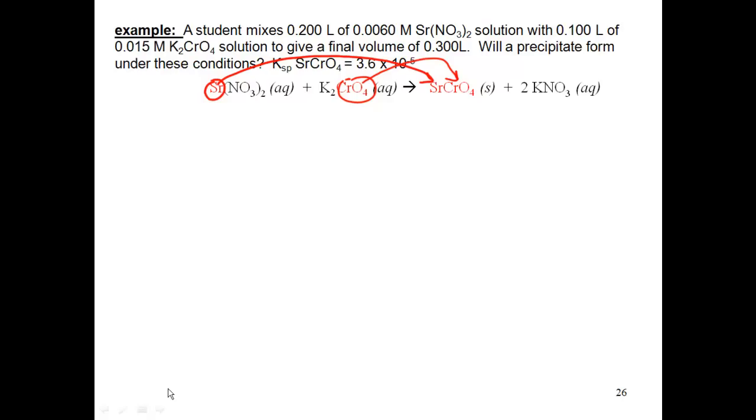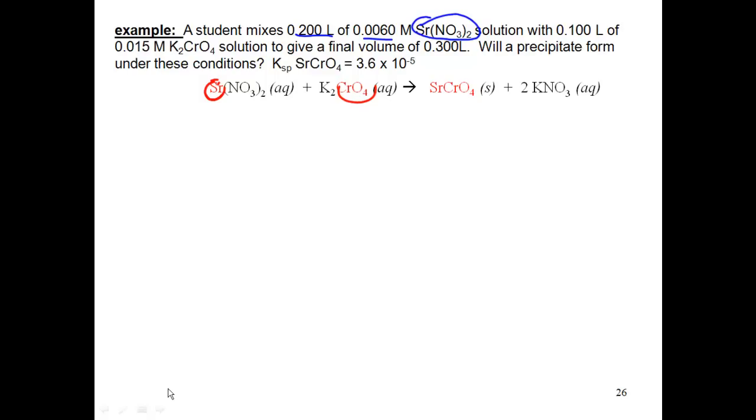So how am I going to figure out how much strontium I have and how much chromate? Well, I have to look at where all the strontium is coming from in this problem. All the strontium is coming from strontium nitrate, so I can take that volume and that molarity and figure out how much strontium nitrate is present. The relationship between strontium nitrate and strontium is 1-to-1, so if I calculate the strontium nitrate concentration after the dilution, I also have my strontium concentration.